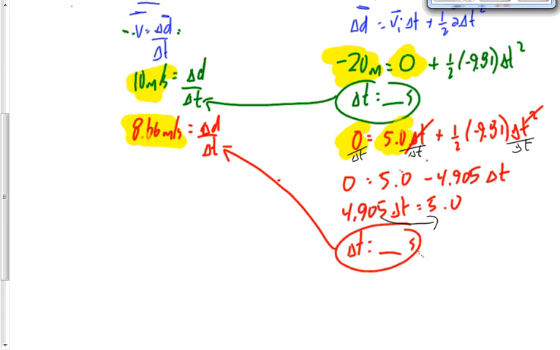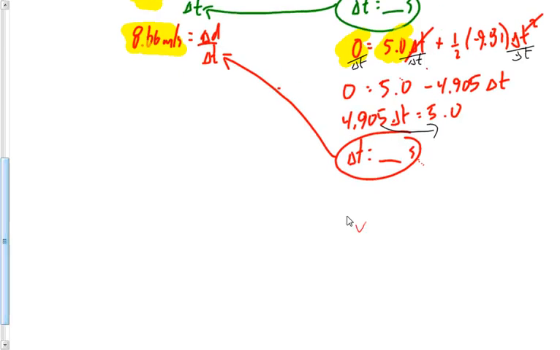Personally, I think the easier way to do this, though, is to use this equation: VF squared is equal to VI squared plus 2AD. Remember, you have to do that for the vertical. Horizontal, you can't use a group B equation. It's got to be group A, v equals d over t. So this has got to be the Y component. Let's solve for d. Delta d is equal to VF squared minus VI squared divided by 2 times a.